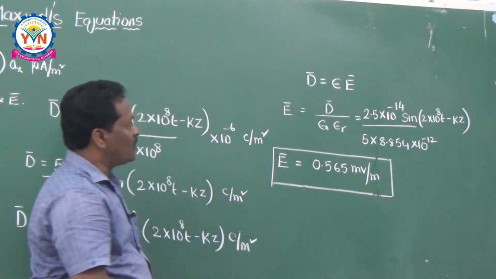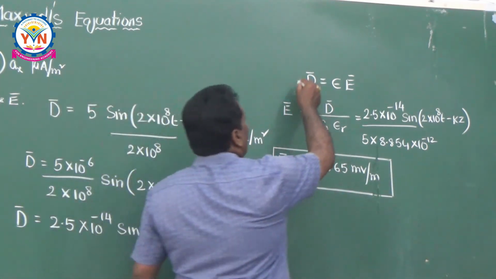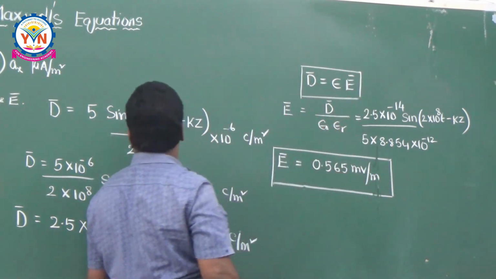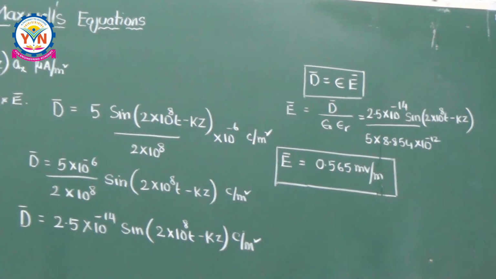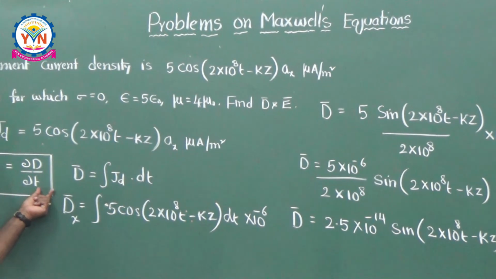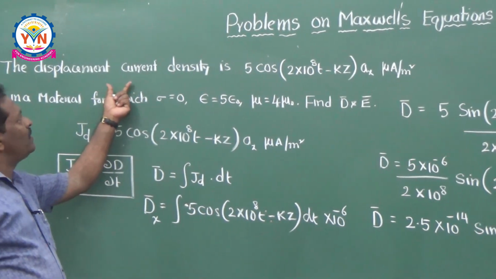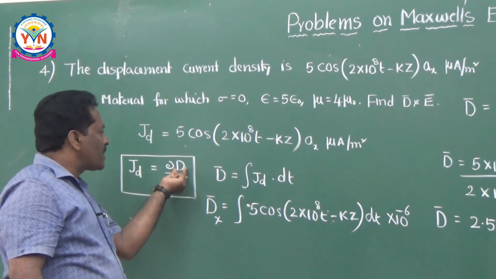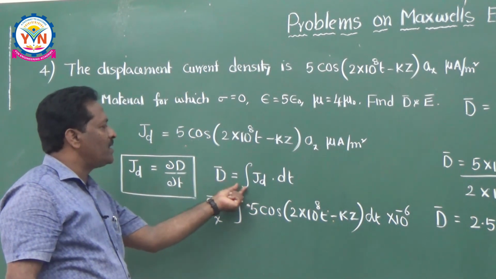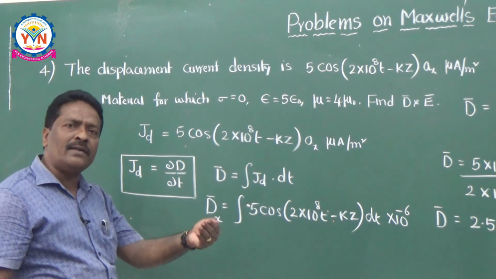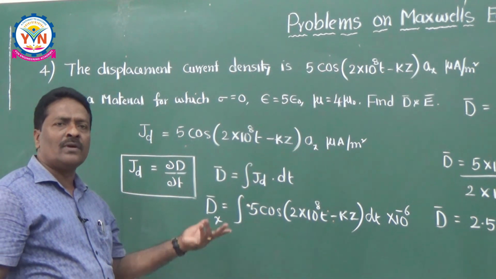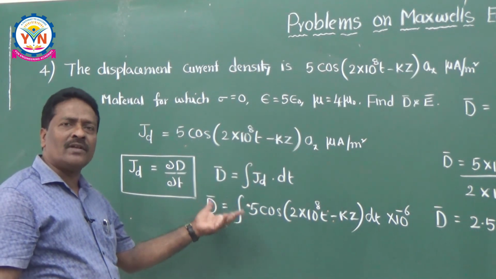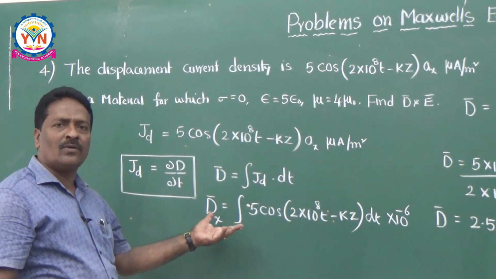Always remember the units also. In order to calculate these values, we have used the formula D bar is equal to epsilon times E bar, and one more formula, JD is equal to dou D by dou t. So in the problem, he has given the displacement current density and asks you for the electric flux density D bar. So D bar is equal to the integral of JD into dt. And if you know simple integrations and differentiations, happily you can do these problems in Maxwell's equations. I hope you understood the way of doing the problems in Maxwell's equations. Okay, thank you.